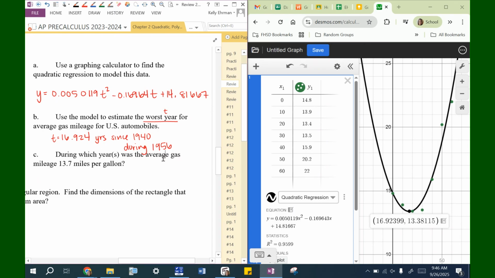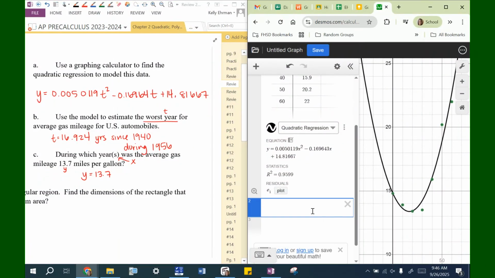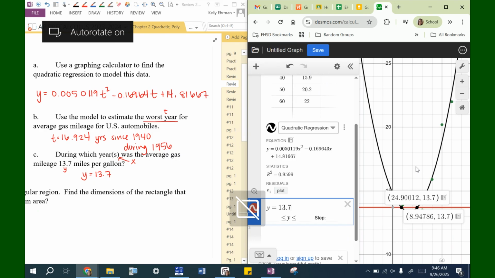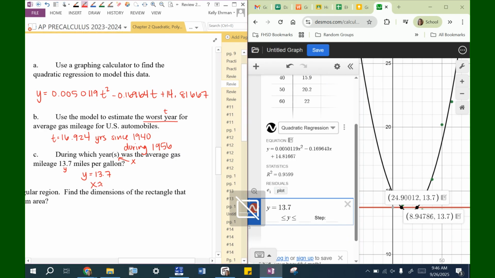During which year or years was the average gas mileage 13.7 miles per gallon? So find x when y is 13.7. So we're setting the equation equal to 13.7. There's no need to do any algebra here, any quadratic formula. All you're doing is graphing the horizontal line, y equals 13.7, and you're just looking for intersection points. So they show up as gray. You can click them to get them to stay there while you write down your answer, so you don't have to keep hovering over them. And this is what you round to 3 decimal places.